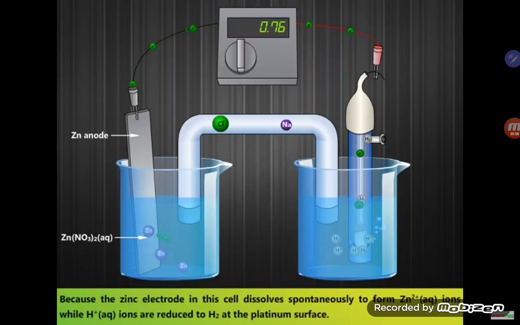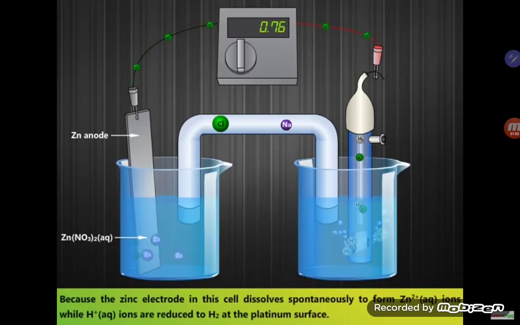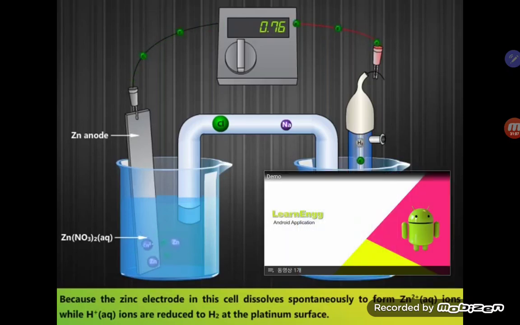Because the zinc electrode in this cell dissolves spontaneously to form Zn2 plus aqueous ions, while H plus aqueous ions are reduced to H2 at the platinum surface. The standard electrode potential of the Zn2 plus by Zn couple is minus 0.76 volt.